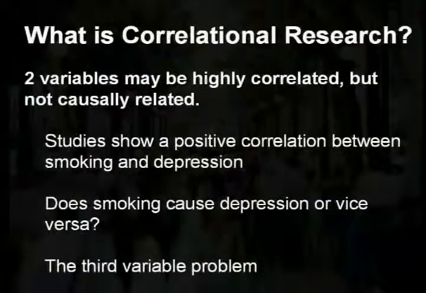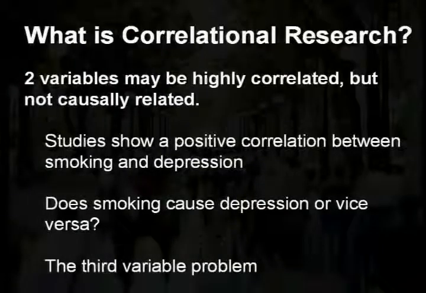So two variables, again, may be highly correlated, but not causally related. So again, correlation does not mean causation. All you can say is that there's a relationship between two things, that they're related to each other, that there's something going on, that they're associated maybe. So here you go. We have a study that shows a positive correlation between smoking and depression. Okay, but you can't say that smoking causes depression because depression may cause someone to smoke. So all you can say is that when they're depressed, they smoke. When they're not depressed, they don't smoke.